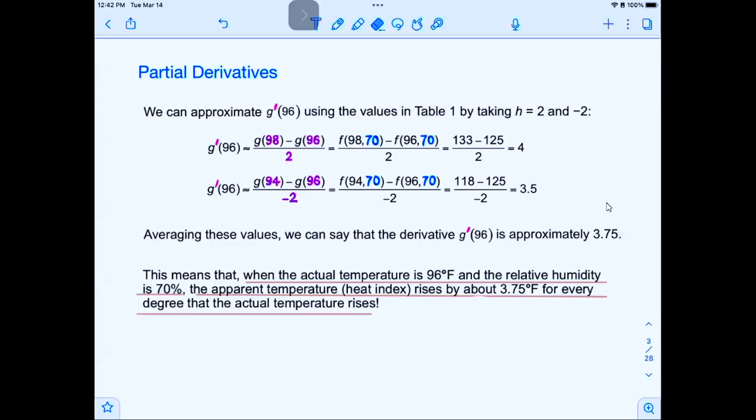So what does it mean? At this point, you see that the humidity is 70%. It's kind of humid, right? So for every degree the actual temperature goes up, say the temperature goes up only 1 degree, then you actually feel that it goes up 3.75 degrees because it's kind of humid. So every 1 degree rise in the temperature, you feel that it goes up like 3.75 degrees. That's the meaning of this.